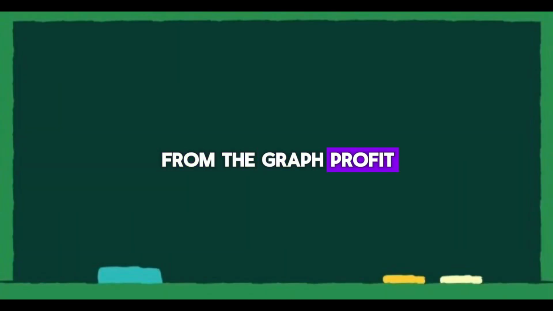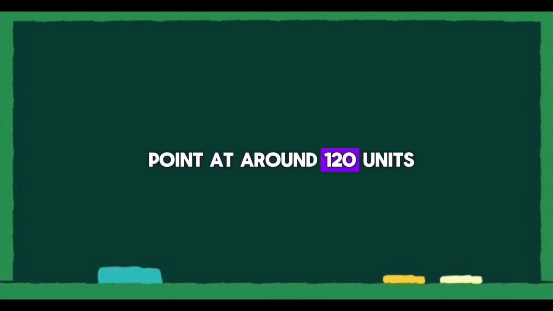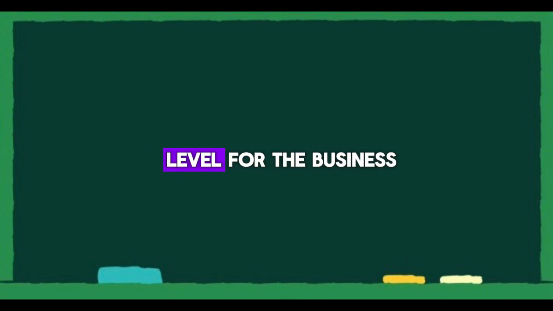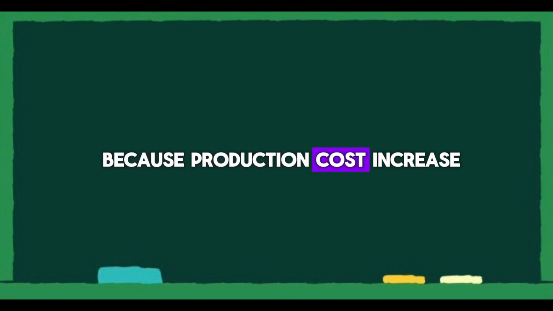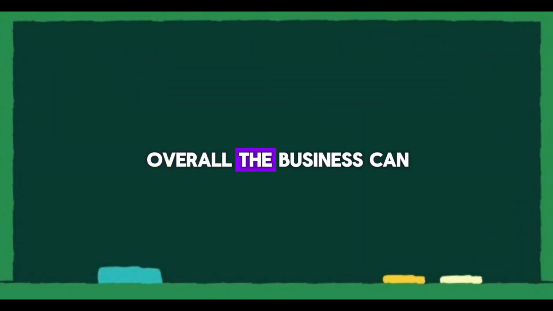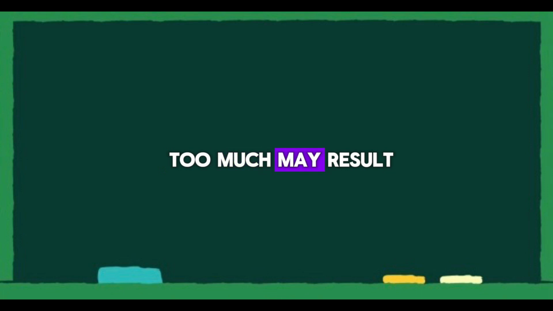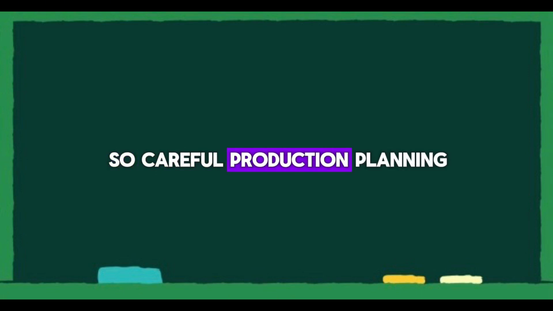From the graph, profit rises as the quantity produced increases and reaches its highest point at around 120 units. This indicates the most efficient production level for the business. Beyond this point, profit starts to fall because production costs increase. Overall, the business can maximize profit by producing near the optimal level. Producing too little or too much may result in losses, so careful production planning is required.